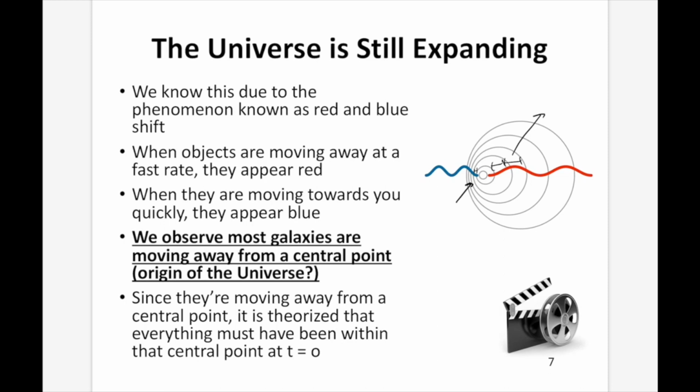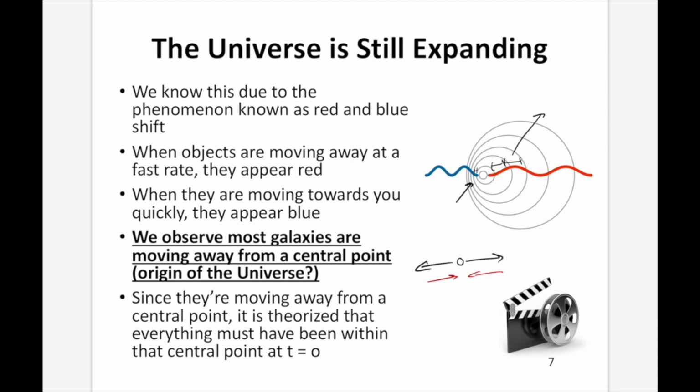And since they're moving away from a centralized point, it is theorized that everything must have been within that central point at t equals 0. It only makes sense that if we're going from here outwards, that at the beginning, we must have been at some kind of central point right in the middle. Now, again, we don't know what happened at t equals 0. At that point, our mathematics and our understanding breaks down. But what we do know is that the universe is indeed still expanding.